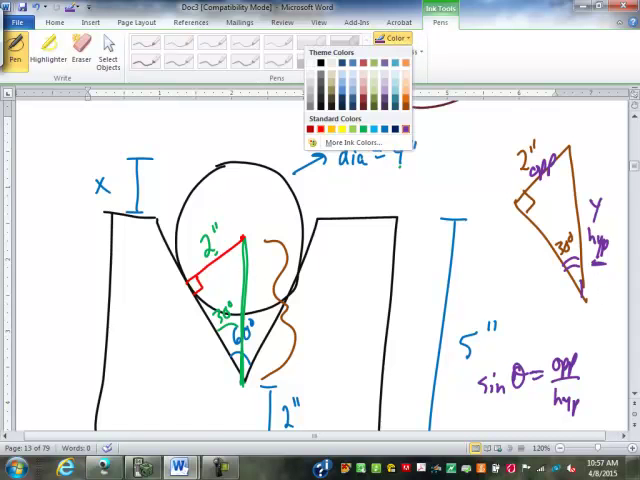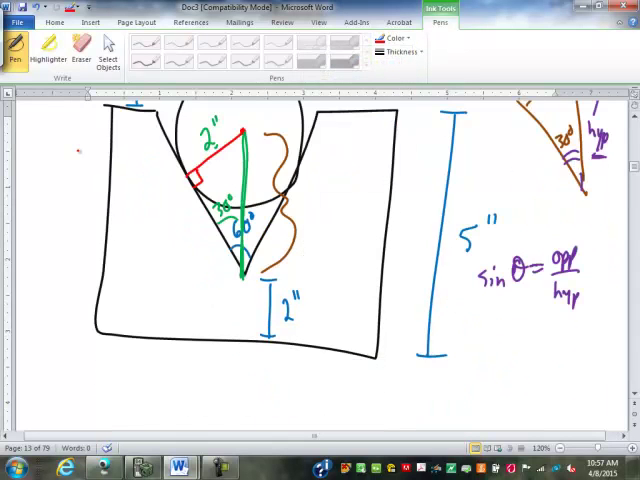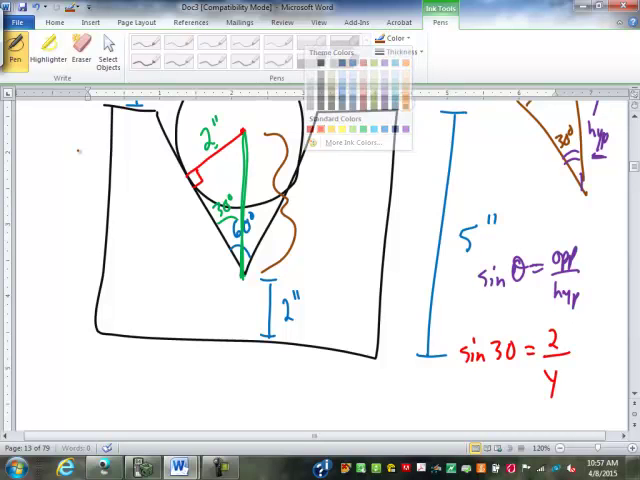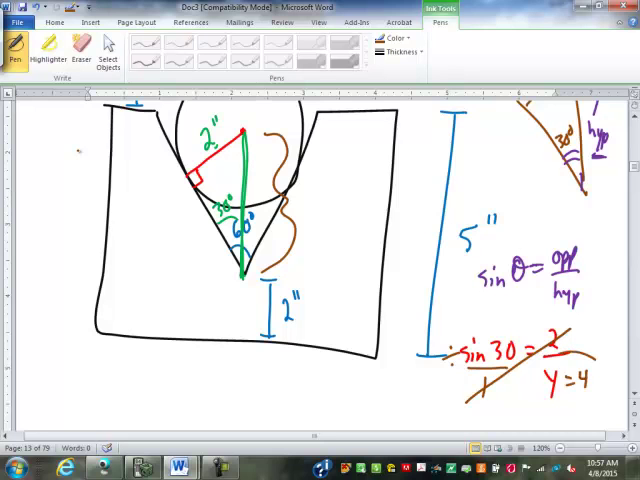So I'm going to plug in. I know my angle is 30 degrees, so sine of 30. Opposite is 2 inches. Hypotenuse is what I'm looking for here. I called that y. So I'll make this a proportion. I'll cross multiply and divide. 1 times 2 divided by the sine of 30 is 4, correct? So this is 4 inches.